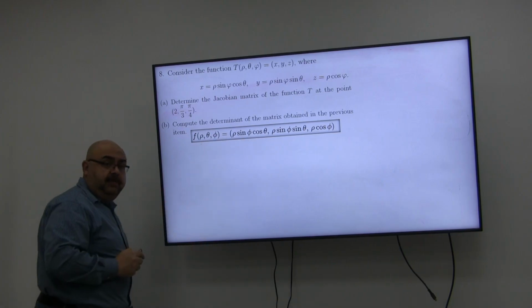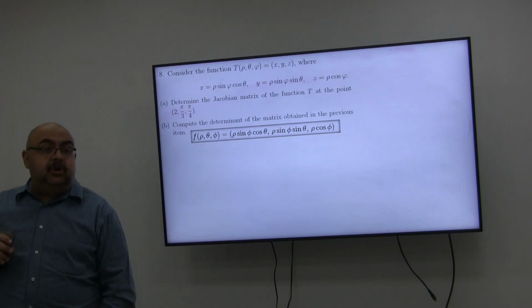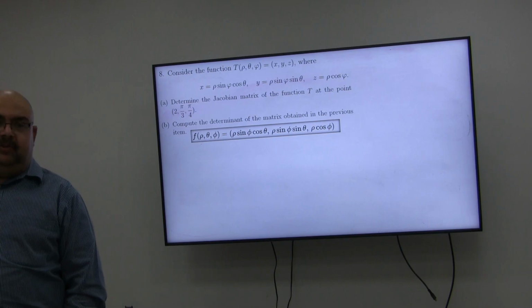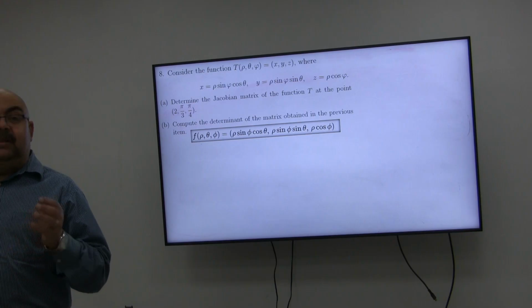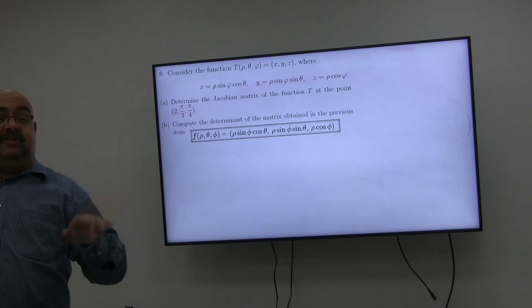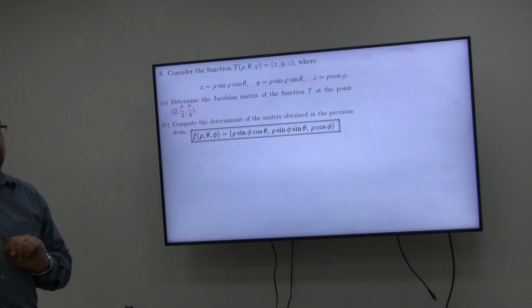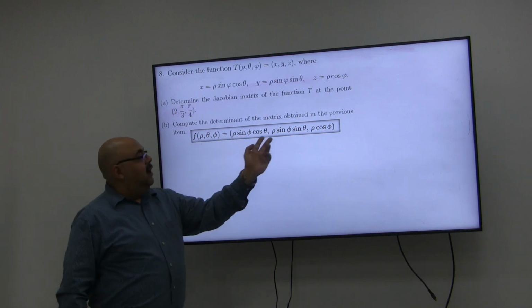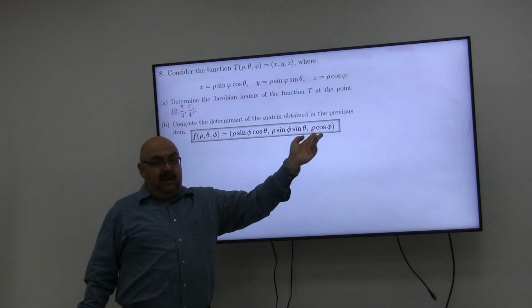If I want to get the Jacobian, the Jacobian is usually used with vector valued functions. Do you remember what vector valued functions are? The functions which have several inputs and several outputs. I have several inputs, which are rho, theta, and phi. And several outputs. What are the several outputs? Rho sine phi cosine theta, F1. Rho sine phi sine theta, F2. And then rho cosine phi, F3.